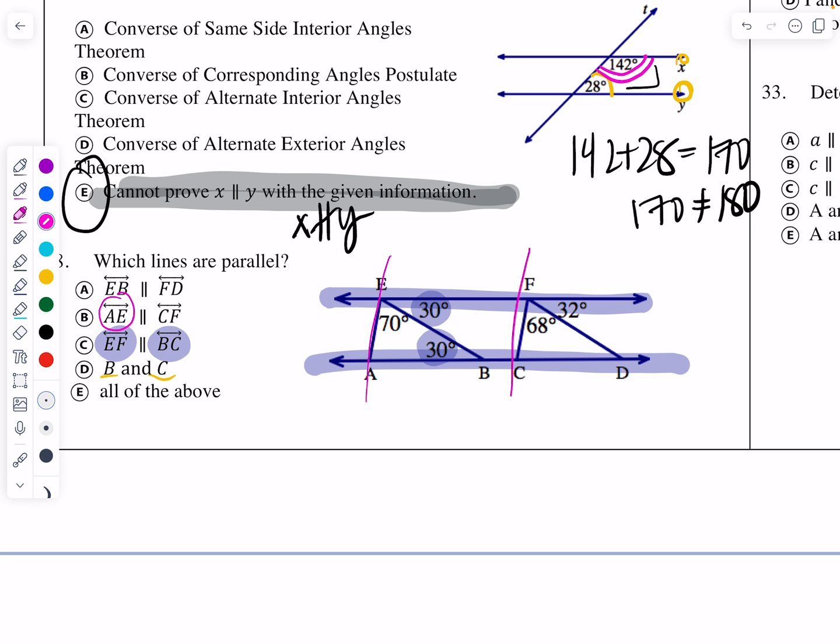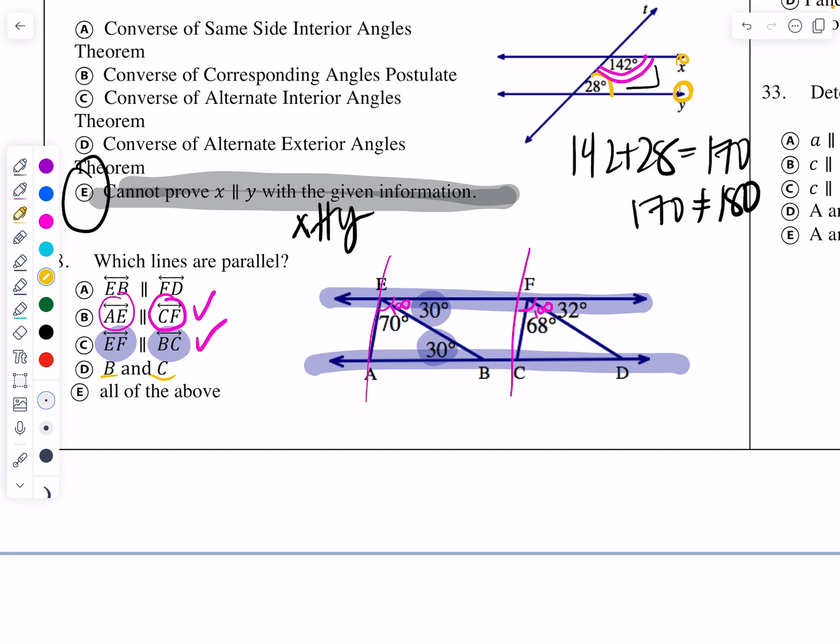What is 70 plus 30? That's going to be 100. What is 68 plus 32? That is also going to be 100. And so since those are congruent, those are corresponding angles, those lines must be parallel. So this one's also true.